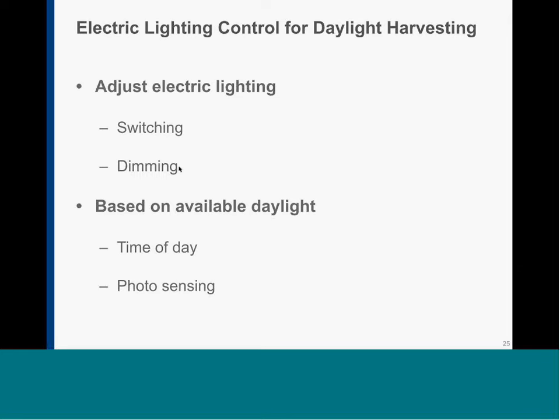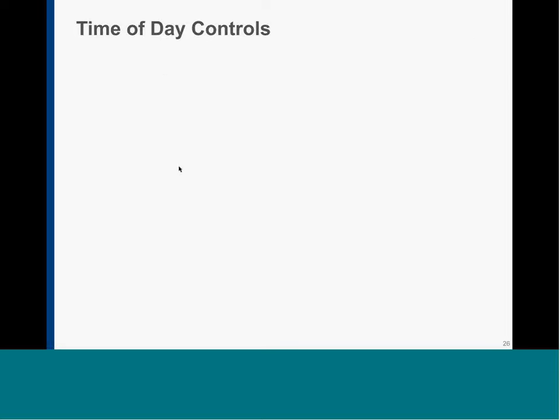If we look closer at the time of day controls, the advantages are pretty big. It's extremely simple, it's very reliable, and it's very inexpensive. It's like scheduling, if you like. However, the issue is, as I said before, that the assumption that we know there will be daylight because it's 11 o'clock in the morning will not always be true.